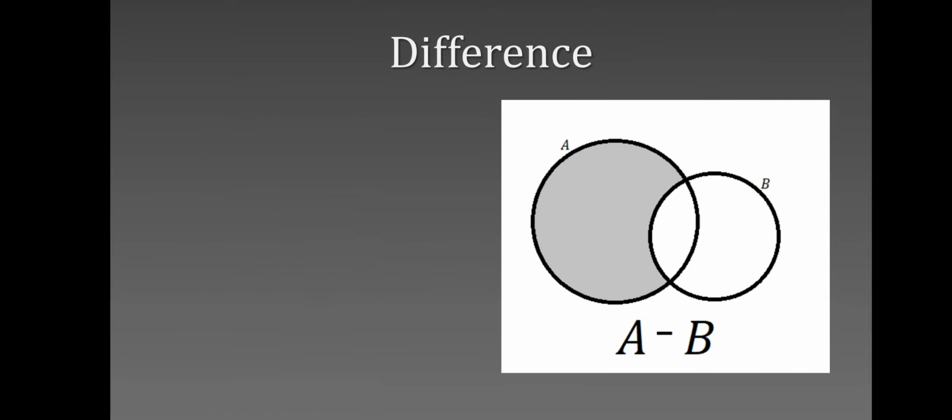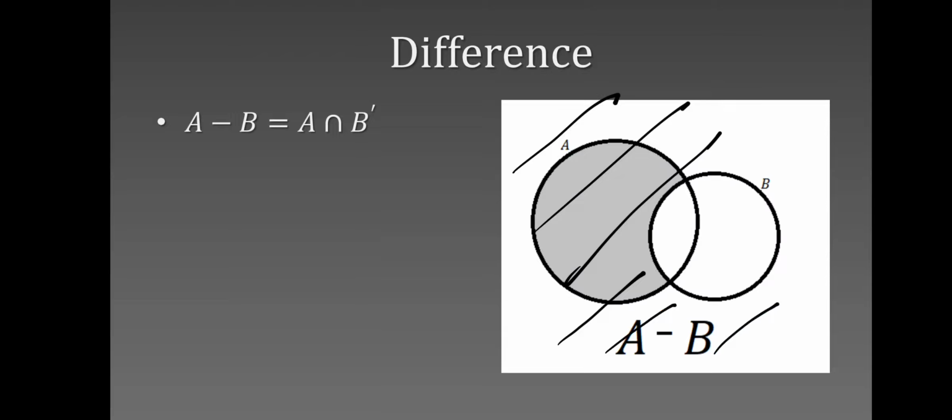Next, difference. Now difference is an operation which is a little bit different from all the other operations that we have done so far. Now the first one, A minus B, is equal to A intersection B complement. Now for A intersection B complement, let us first understand how it happens actually. What is B complement? B complement means leaving the set B, anything else. So you can understand this whole thing is our B complement.